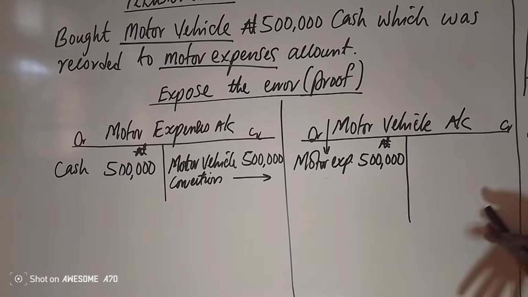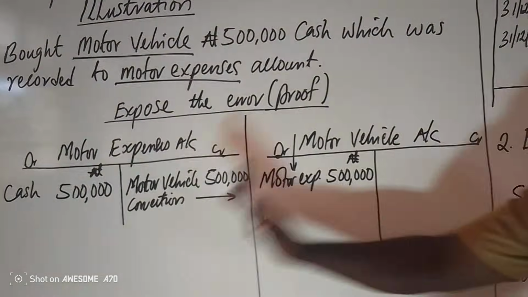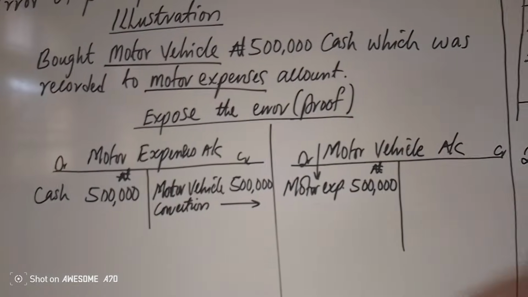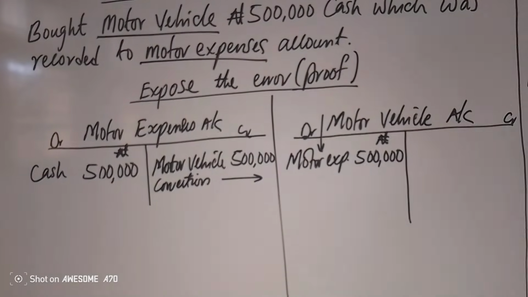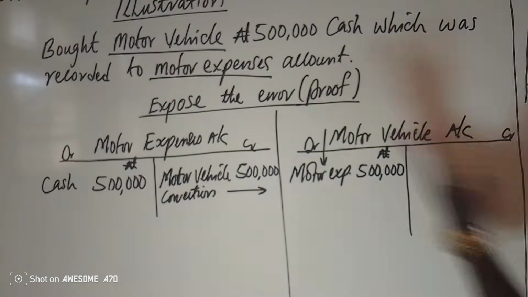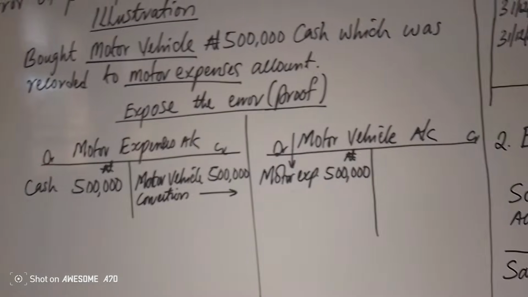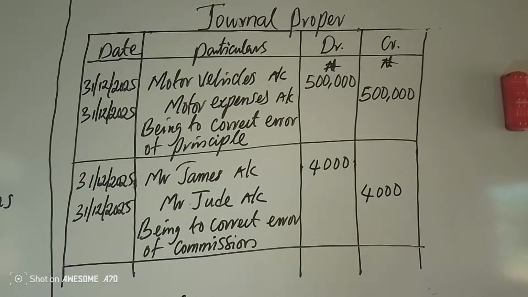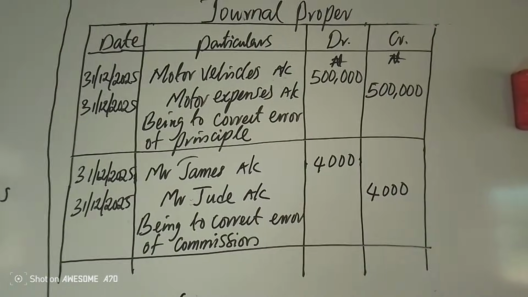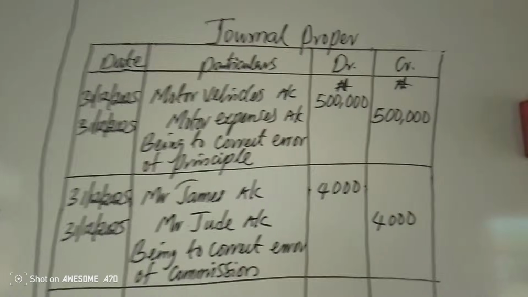This is the exposure of the error. No examiner is asking you to demonstrate this, but I'm demonstrating it because if you are teaching somebody or trying to explain why motor expenses is credited and why motor vehicle is debited in the journal, this becomes the proof of why the transaction is posted that way in the journal proper. So now let's come to the journal proper. This is where the error is corrected. Mind you, I'm still repeating, the exposure there is just to show the proof of why motor vehicle is debited and motor expenses is credited in the journal proper.